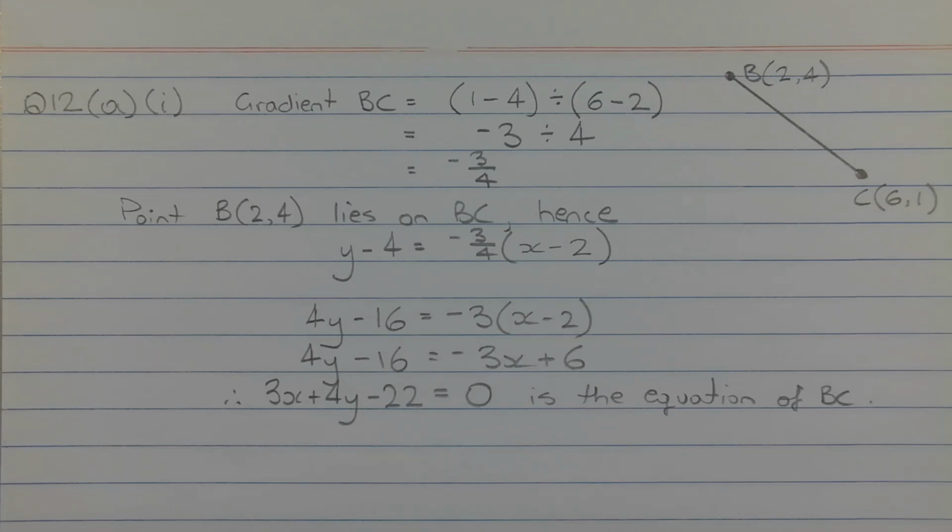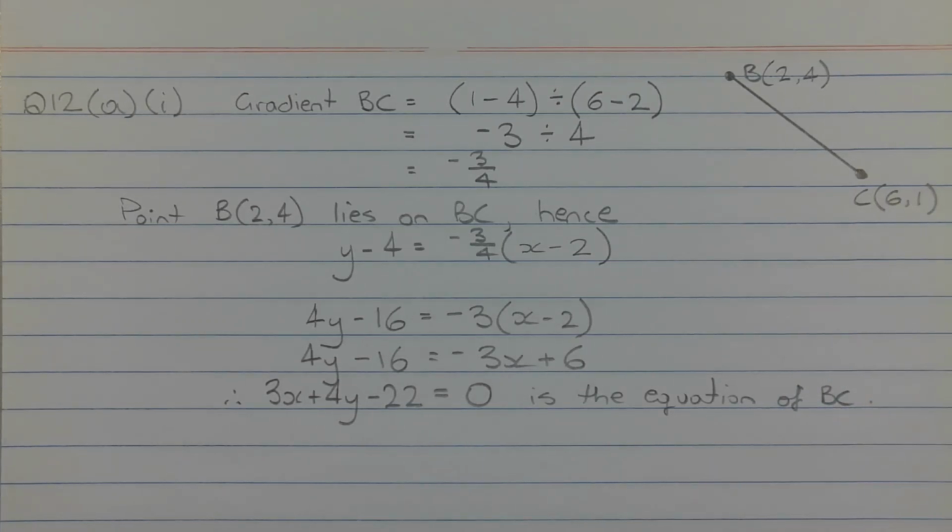To find the equation of a line, first we need to find the gradient or the slope of that line, and then using any known point on that line, we can apply the point-gradient formula to find the equation of that line and then rearrange that equation into any desired form. In this case, we want the equation in general form. I've sketched interval BC here for reference. Here's point B with coordinates (2, 4) and point C with coordinates (6, 1).